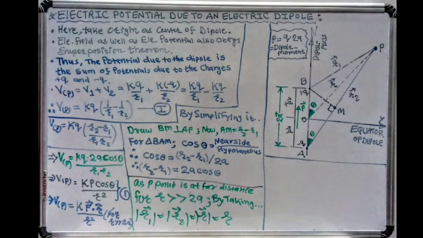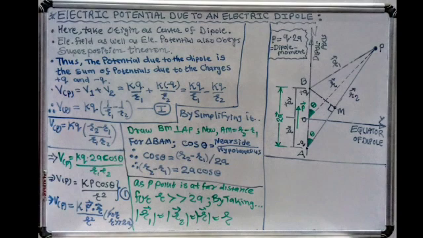Now AM is equal to R2 minus R1. So for the triangle BAM, cos theta is given by nearer side upon hypotenuse. That's why cos theta is written as (R2 minus R1) upon 2A. This implies R2 minus R1 is given by 2A cos theta. We will put this R2 minus R1, that is 2A cos theta, in equation 1.